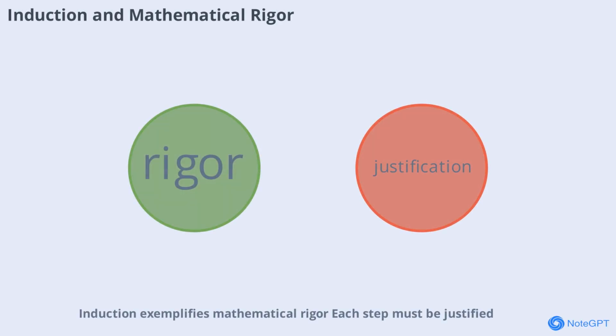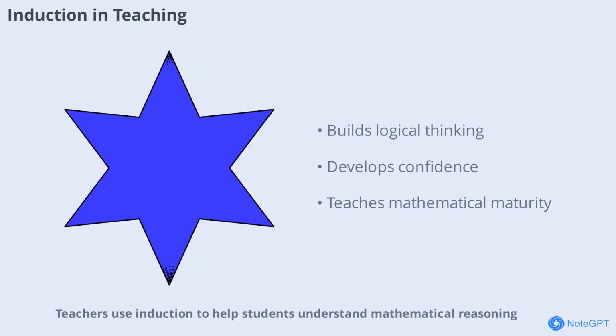Induction exemplifies mathematical rigor. Each step must be justified and the logic must be airtight. This attention to detail is what makes mathematics reliable and trustworthy. Induction teaches us to build arguments carefully, one step at a time. Teachers use induction to help students understand mathematical reasoning. By guiding students through the base case and inductive step, they build confidence and logical thinking skills. Induction is a valuable teaching tool for developing mathematical maturity.